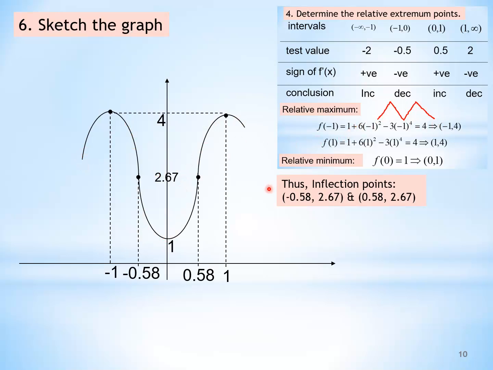Remember to label your graph: your relative minimum, your relative maximum, and your inflection points. These are the two inflection points over here.